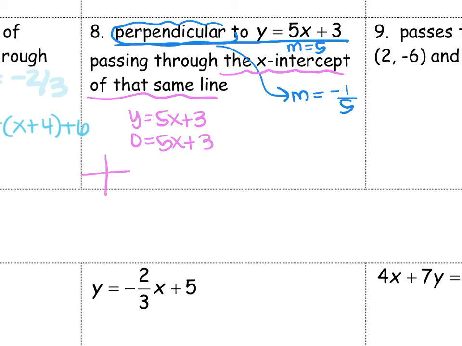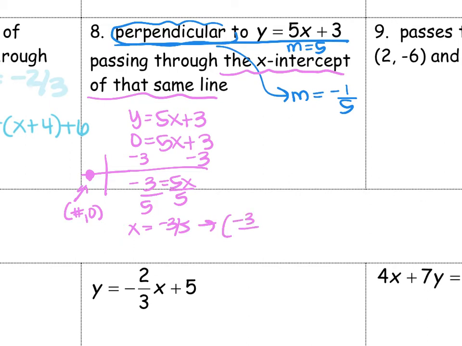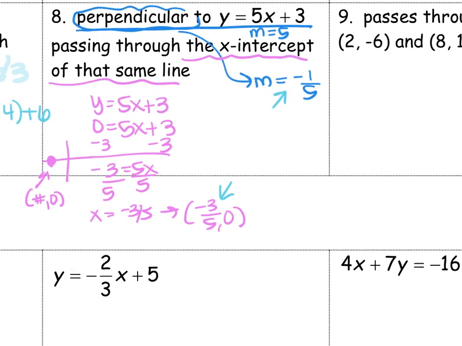Thinking about an x-intercept on the graph, this point is always going to be some number, comma 0. y is equal to 0, so we want to solve this equation for x. -3 is equal to 5x, divide by 5 on both sides, x is -3/5. So that's telling me that the point (-3/5, 0) is on this graph, and I want to write the equation of a line through that point, (-3/5, 0), with this slope -1/5.